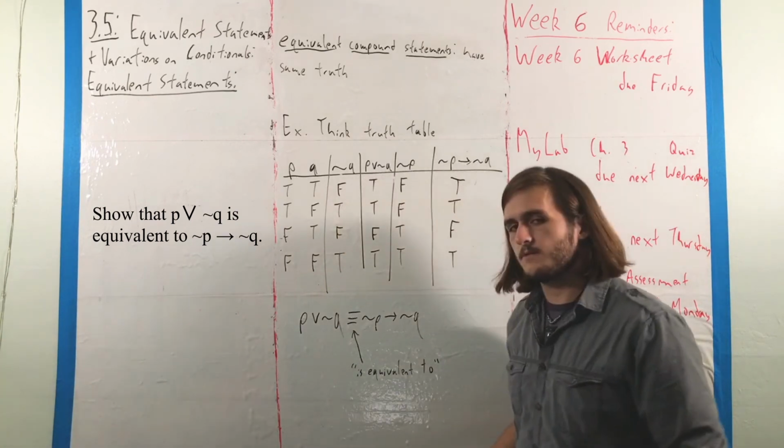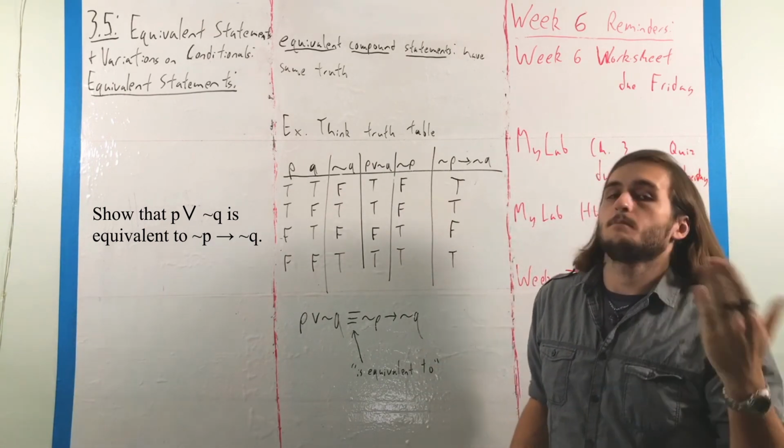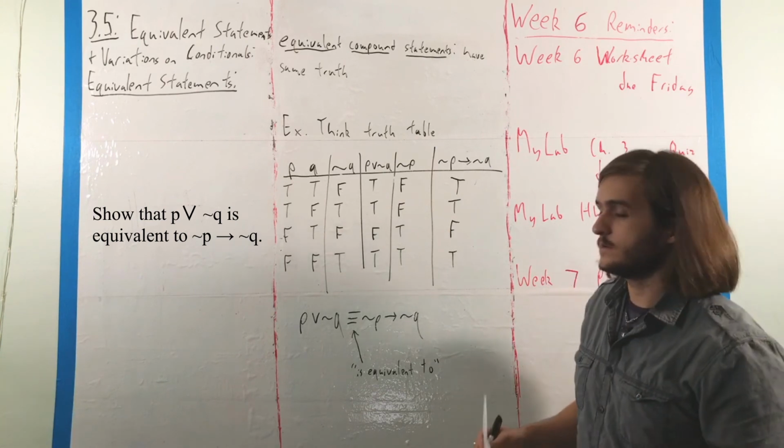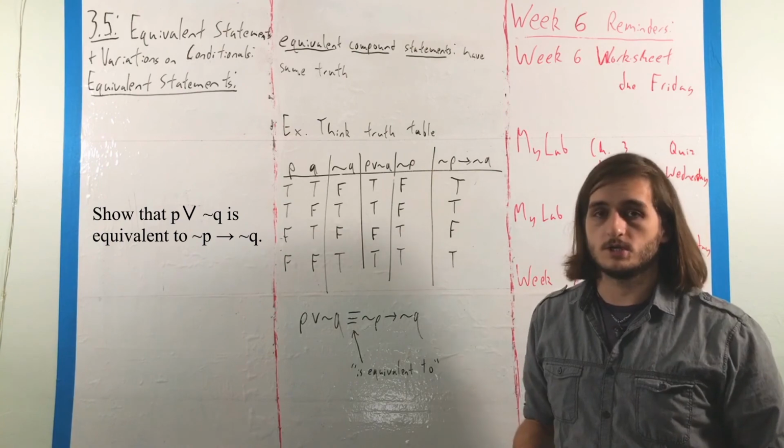And this is something that we've seen before, but we just haven't called it that. For example, we could say that the statement P is equivalent to the negation of the negation of P, which is something that we saw on our worksheet last week.